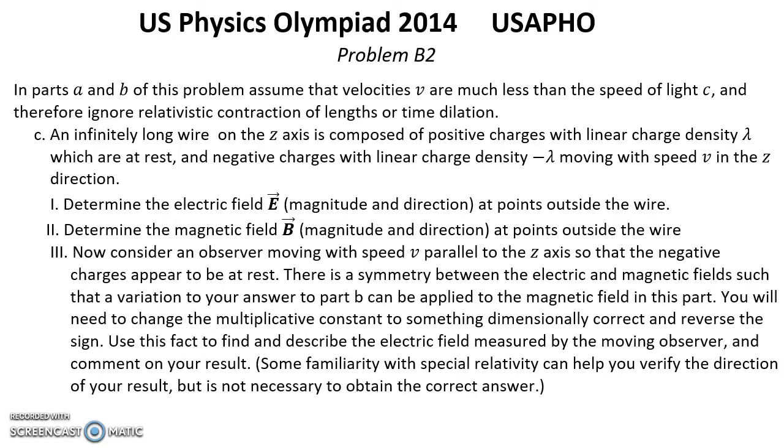Question 3. Now consider an observer moving with the speed v parallel to the z-axis, so that the negative charges appear to be at rest. There is a symmetry between the electric and magnetic fields, such that the variation to your answer to part B can be applied to the magnetic field in this part. You will need to change the multiplicative constant to something dimensionally correct and reverse the sign.